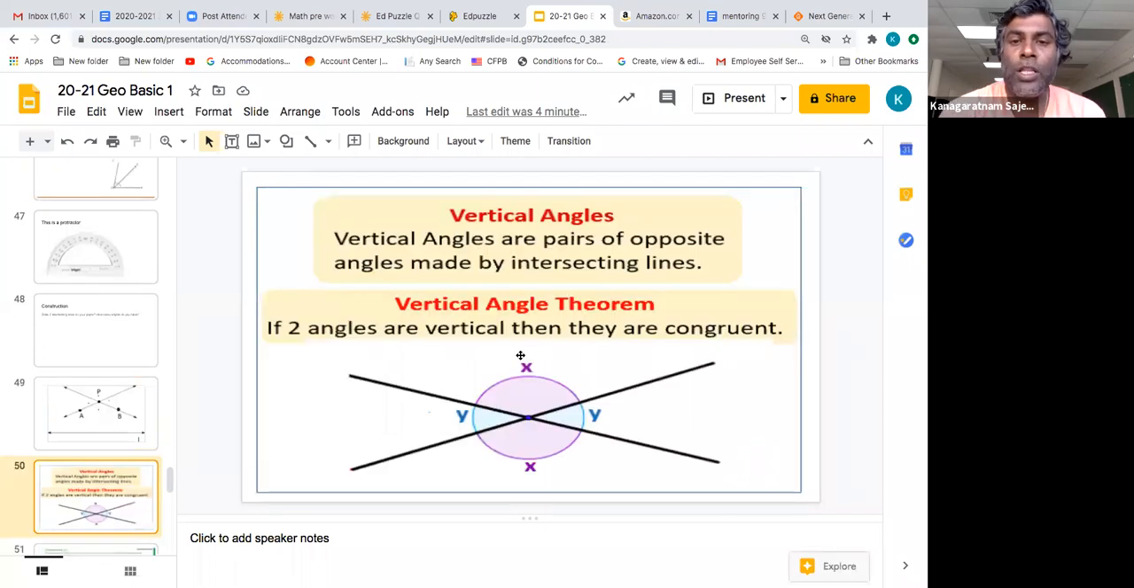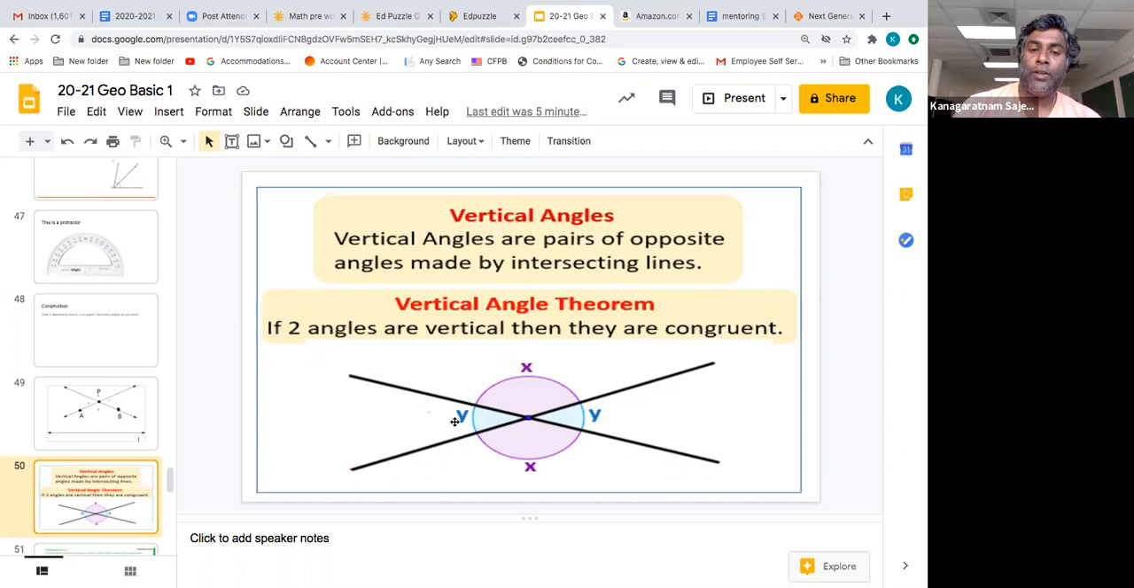So we're going to learn a new angle, which is called vertical angle. It's a pair of opposite angles if you have two lines intersecting. All right. So in this case, we already named this angle as X. So we can call this angle X, and the opposite side, what is the other one? Which is this angle also. These two angles are vertical angles, okay?